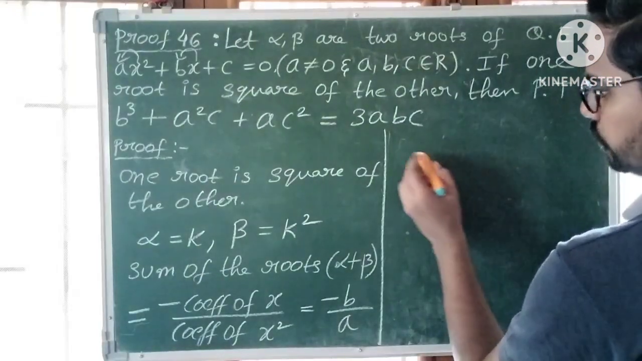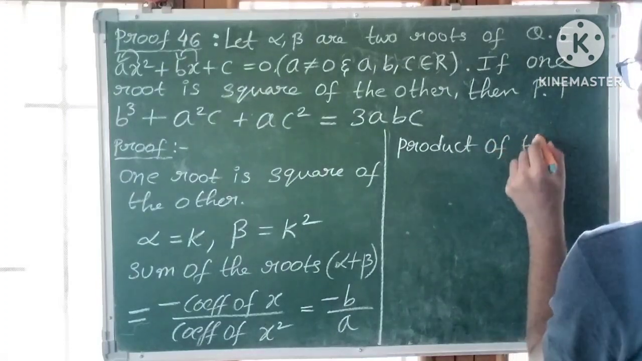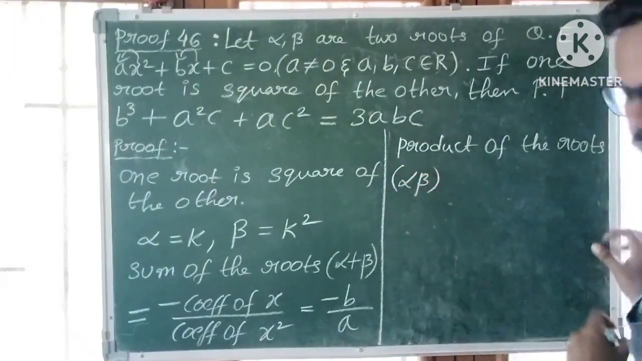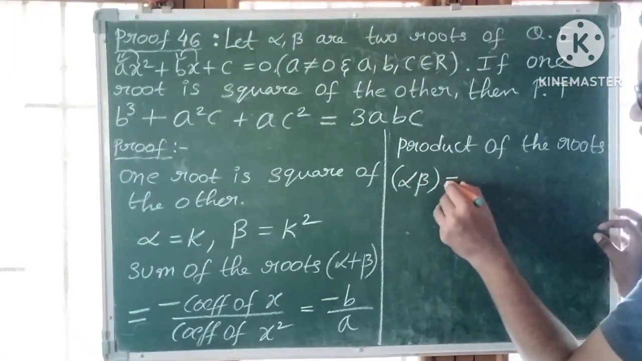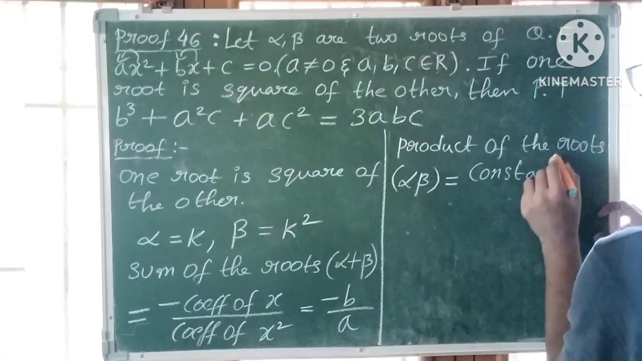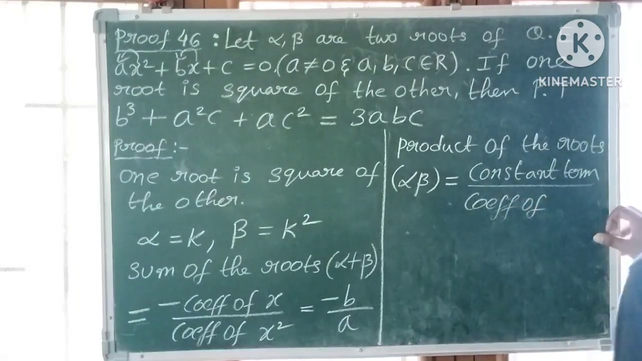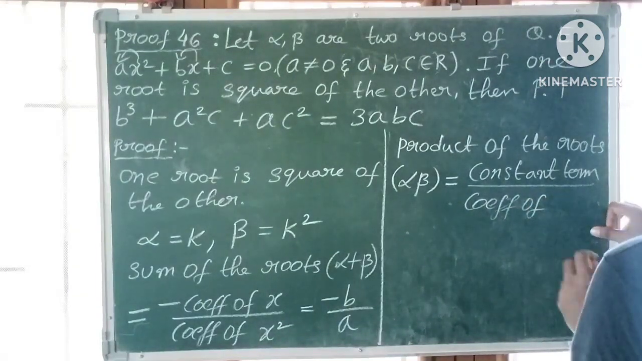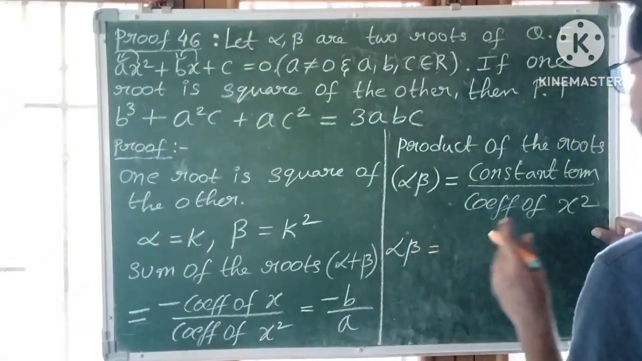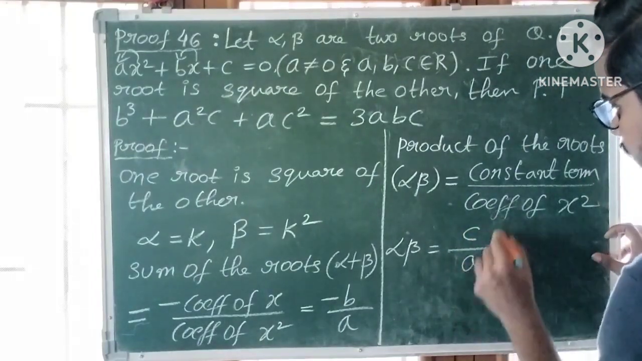Okay. Now the product of the roots. One more formula. The second formula is the product of the roots. Very, very important. So the product of the roots means alpha into beta. Product means multiplication. Alpha into beta. So alpha into beta is equal to constant term by coefficient of x square. So alpha beta is equal to the constant term, c, by the coefficient of x square. The coefficient of x square is a, c by a.